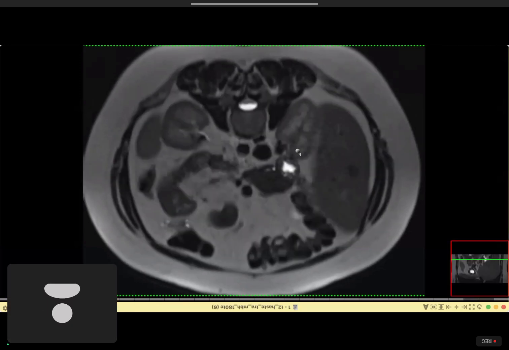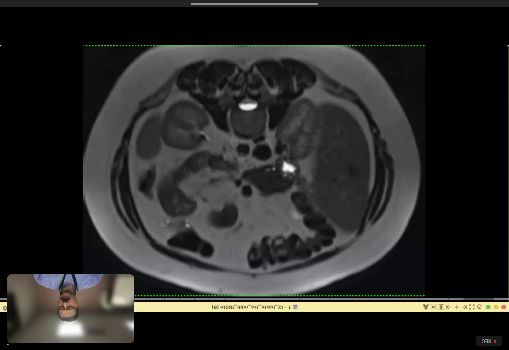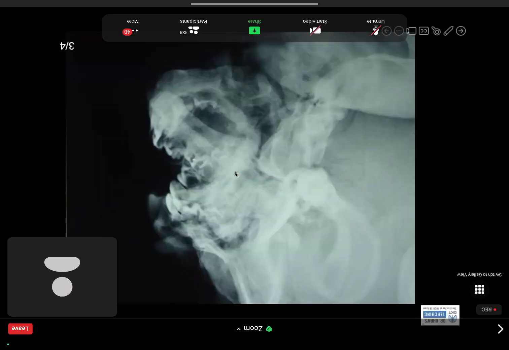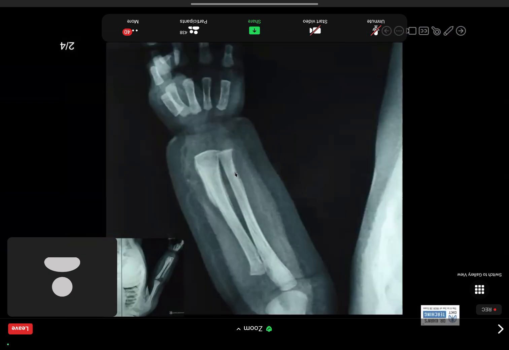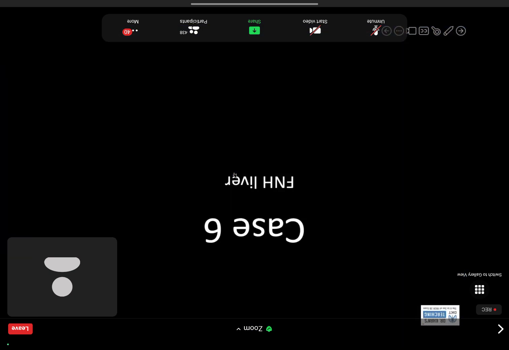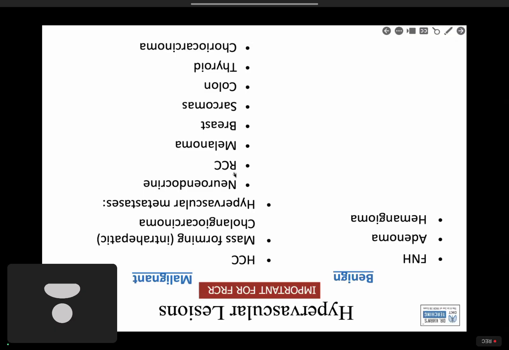No. Now it's slow, so excluding hemangioma, it's a focal nodular hyperplasia. Focal nodular hyperplasia or adenoma. The differentiating agent is Primovist. We can use it. In FNH, it will enhance, because it will take up the contrast. But in adenoma, it will not take up the contrast.